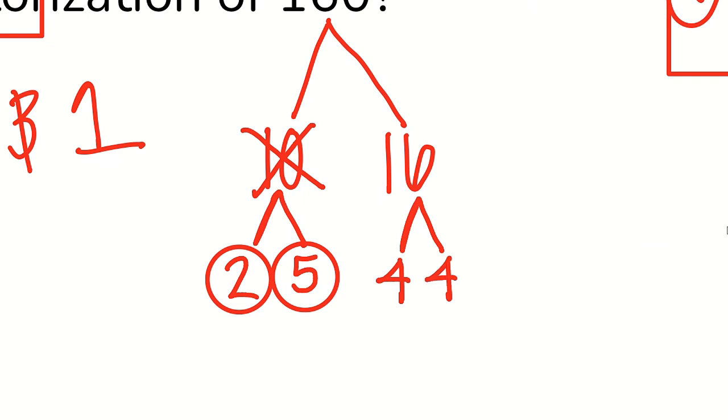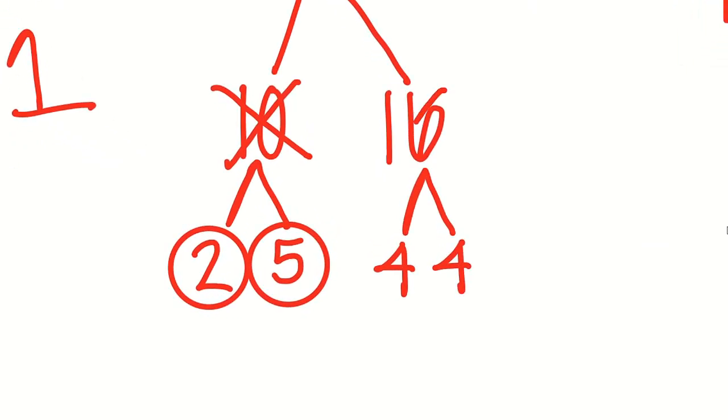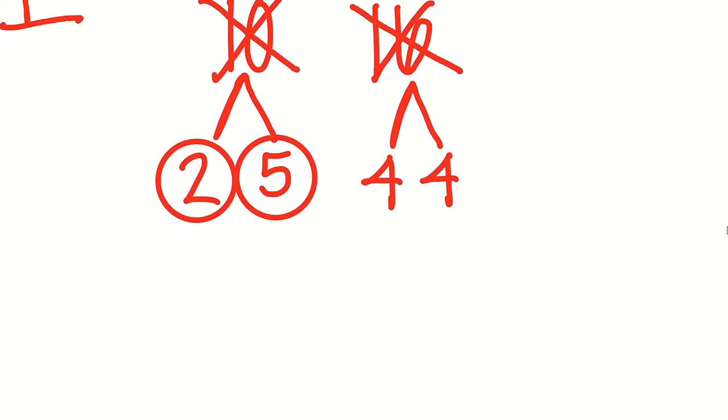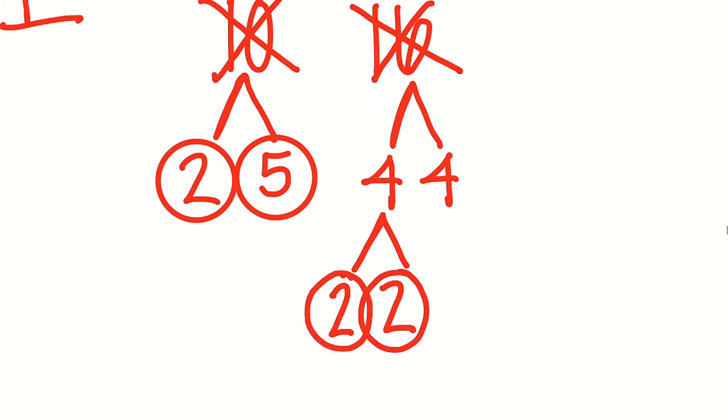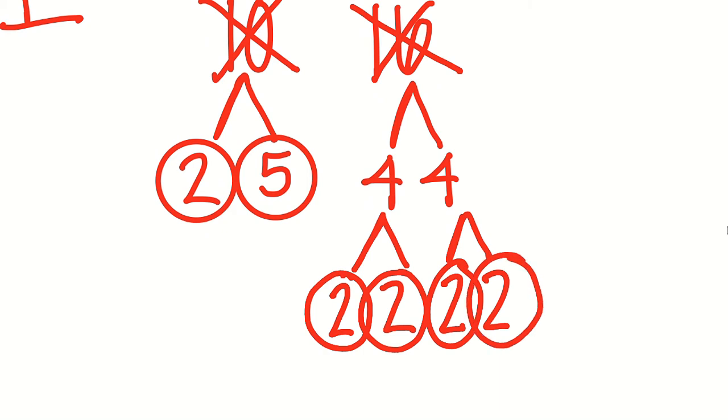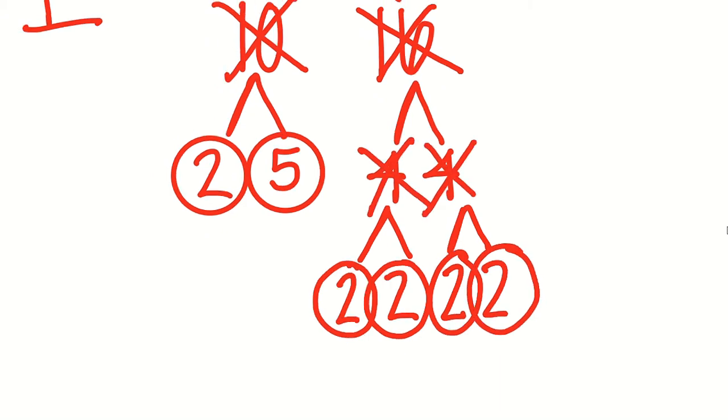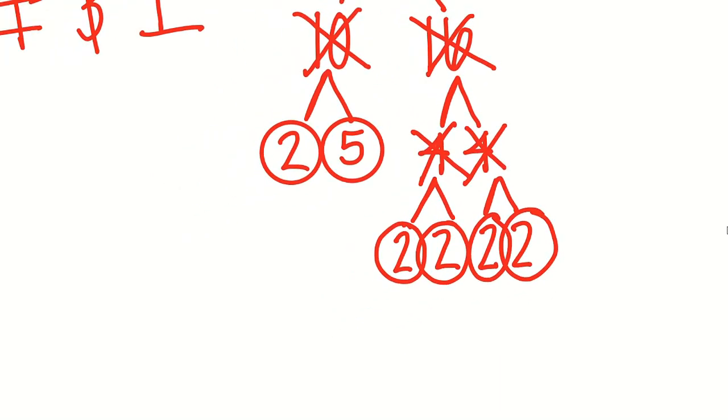And again, those 4s are not done. They are not prime. So I can keep going, make little mini branches off of them too. I know that 2 times 2 is 4. Those are prime. And again, 2 times 2 is 4. So now I'm only looking at the numbers that I circled. We usually go in order from least to greatest.